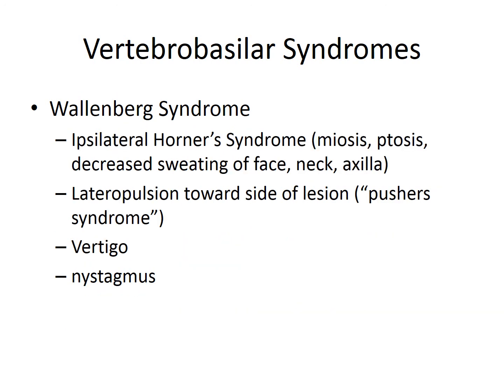Continuing with symptoms that you would see with a Wallenberg syndrome would be ipsilateral Horner's syndrome: miosis, ptosis, decreased sweating of the face, neck, and axilla area, lateral pulsion toward the side of the lesion, so essentially what we call Pusher's syndrome. You can see vertigo and nystagmus.